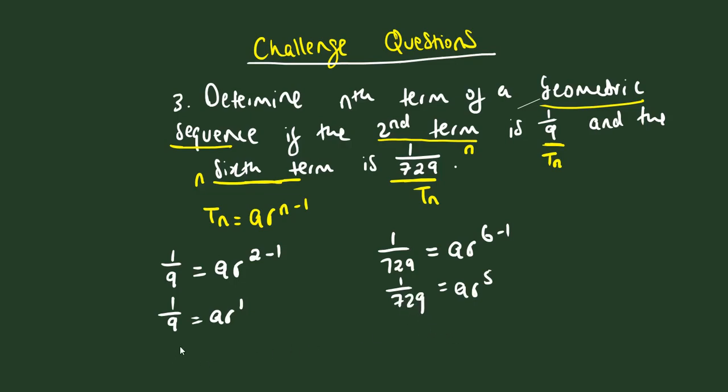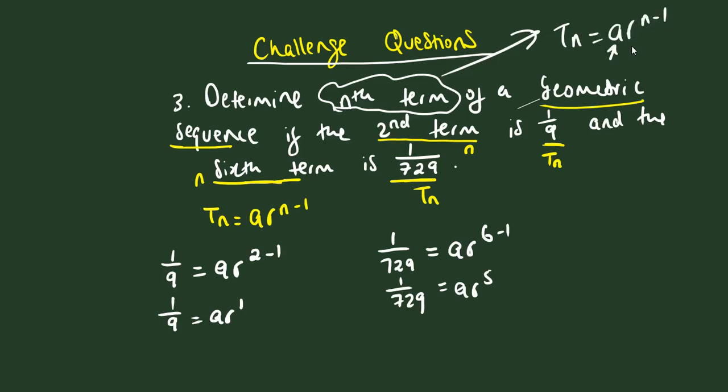So now remember, they said determine the nth term. The nth term is the general term, which is Tn equal to ar^(n-1). So they want a, they want r, but so far we don't have them. So what can we do? Well, here I can make a the subject of the formula. Do you see that? Check.